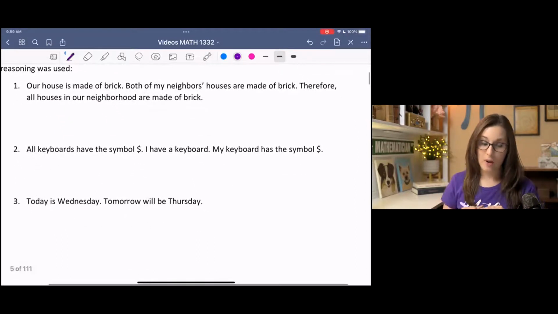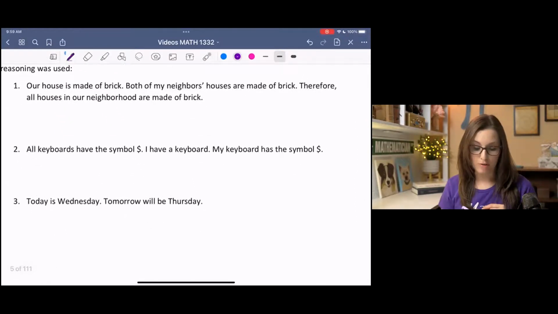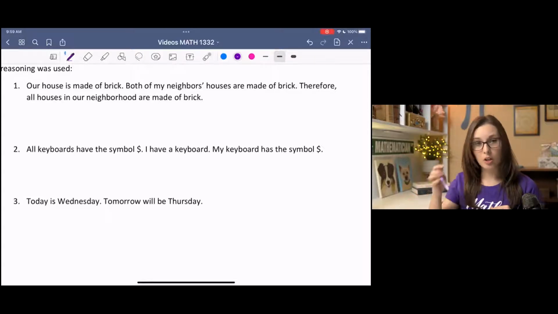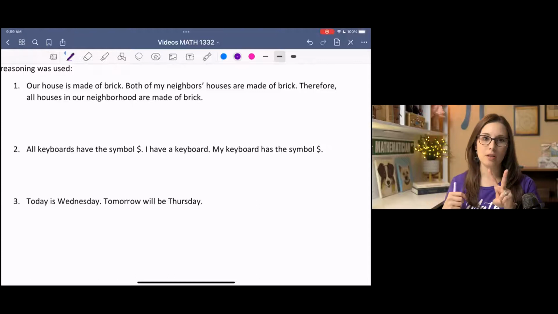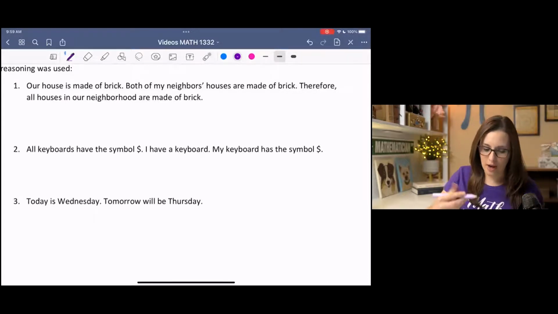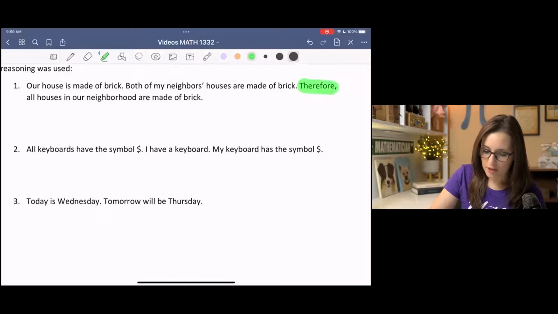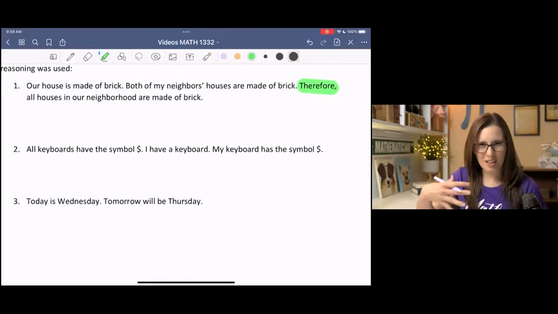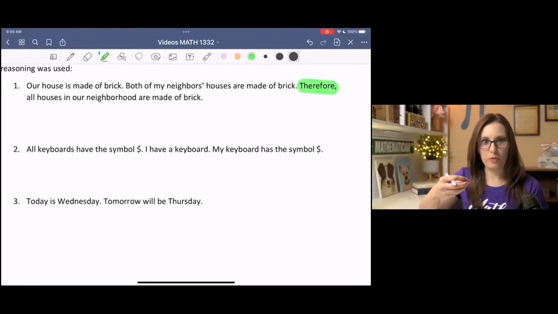Our house is made of brick. Both of my neighbors' houses are made of brick. Therefore, all houses in our neighborhood are made of brick. So in this one, there are two premises that lead to the conclusion. And there's something that sticks out as far as identifying itself as the conclusion. We have this "therefore." That's kind of signifying this is what we've gathered. This is our conclusion or our conjecture.